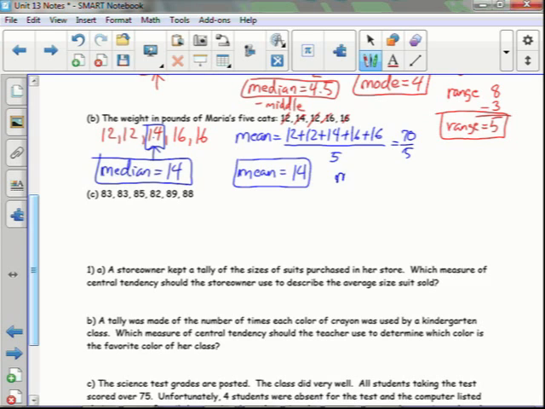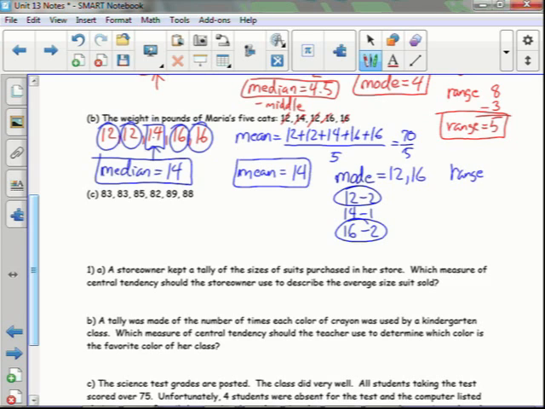Then we have our mode. Our mode is the one that occurs most often. Well, here 12 occurs twice and 16 occurs twice. So I have two 12s and two 16s, so we're going to have 12 and 16. Sometimes with mode, what I'll do is write 12, there's two 12s, 14, there's one, 16, there's two. That's another way you can show your work for mode. So 12 and 16. All right, and then range, the last bit that we have, is the greatest minus the least, which is 4. So the range in this example is 4.